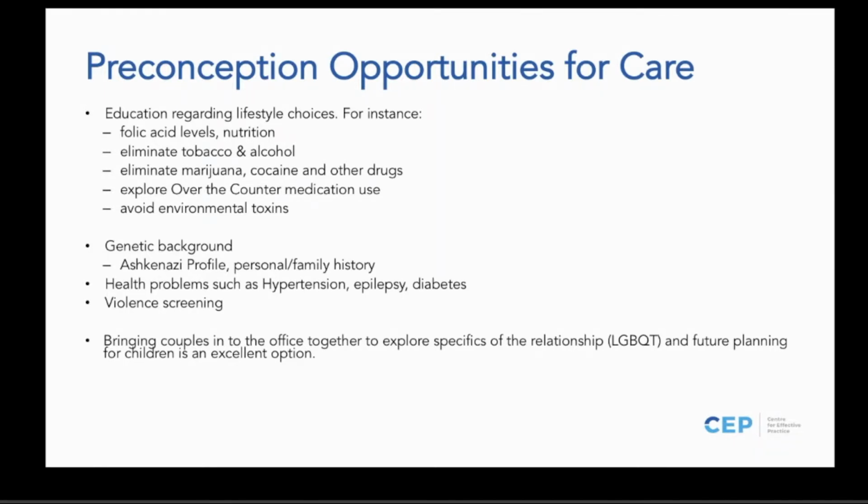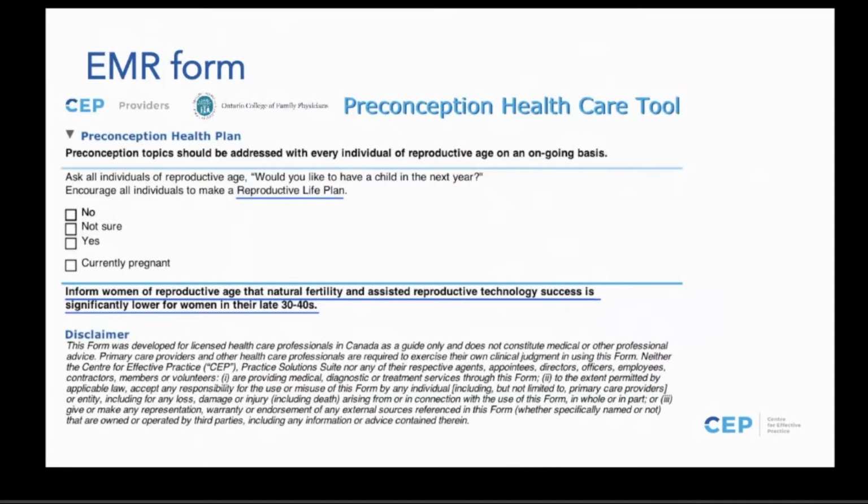So now let's look at the EMR form. It begins with the question, ask all individuals of reproductive age, would you like to have a child in the next year? And then you select the response that matches your patient. Regardless of how they answer, you should encourage all of them to make a reproductive life plan. You can link to one directly in this form. Like the paper version of the tool, hyperlinks to resources for both providers and patients have been integrated into this form.